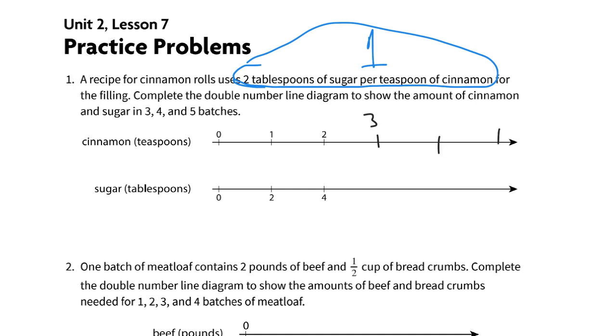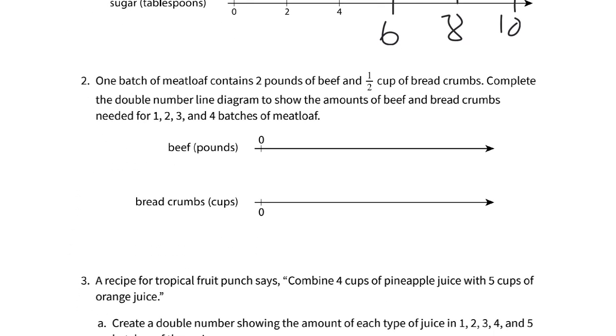All right, so that's 3, that's 4, that's 5. So the corresponding amounts of sugar are going to be 6, 8, and 10. How did I know that? Well, because I can see that for every 1 cinnamon, we got 2 sugars. So if you double the cinnamon, you're going to double the sugar. Now I can start to see a pattern that as this goes up by 1, this is going up by 2.